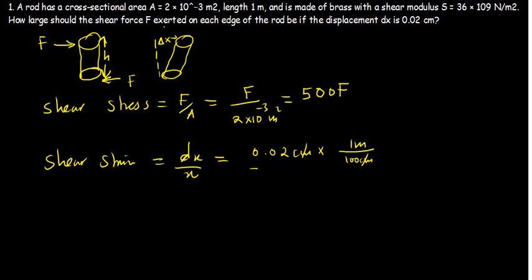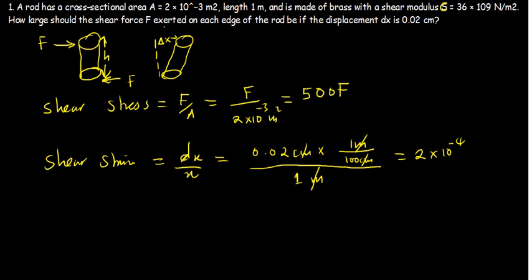And then we're going to divide by the actual length of the rod. What was the actual length of the rod? 1 meter. So we see that this meter and this meter is also going to cancel out, and so shear strain is unitless. And when we punch this, we're going to get 2 times 10 to the power negative 4. There's no unit there.